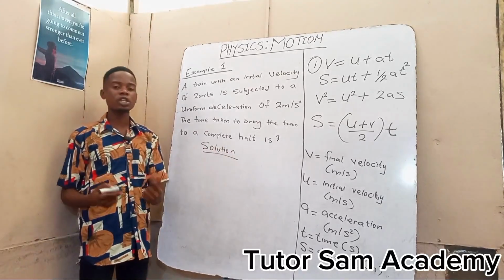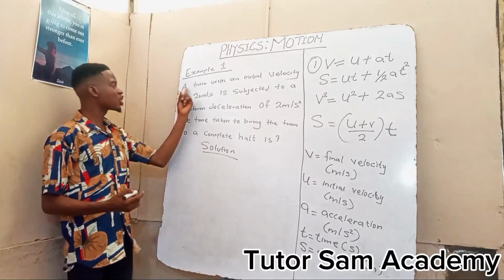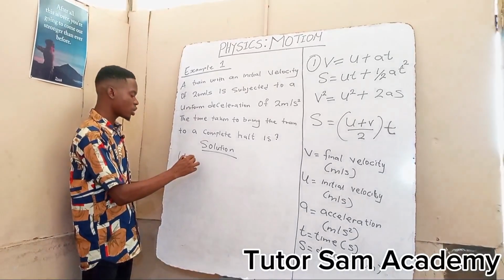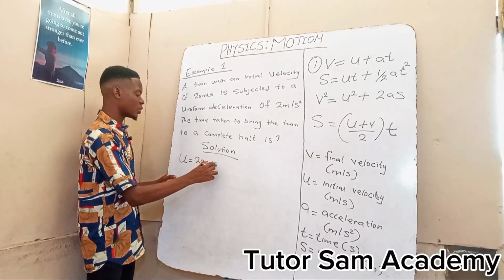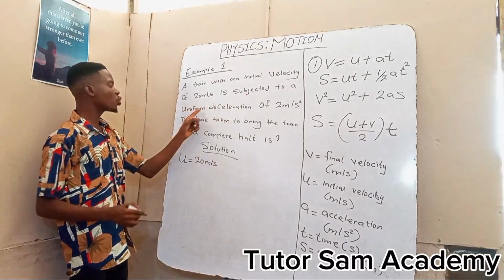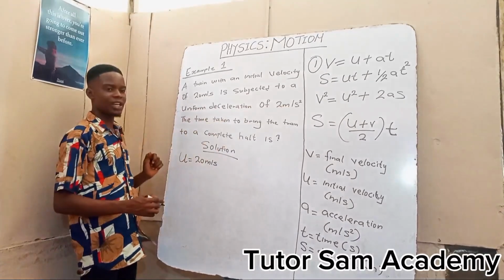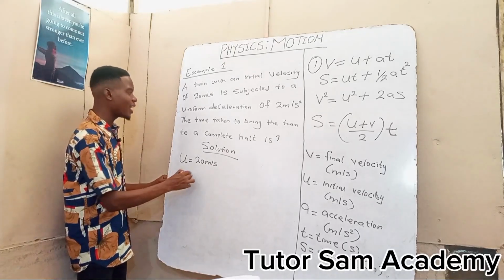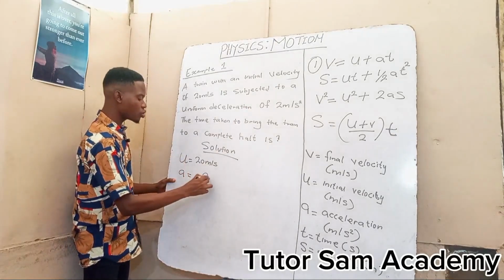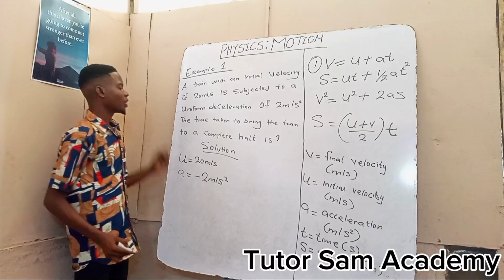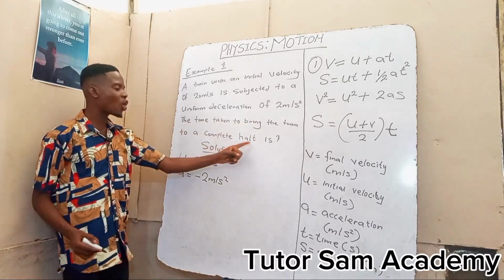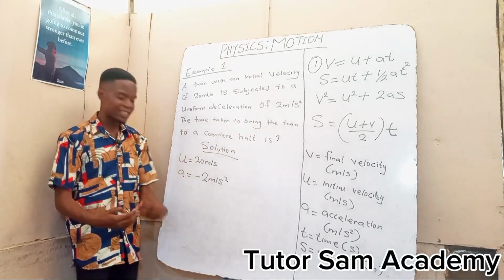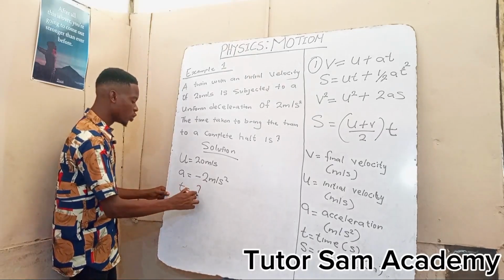Now, the first thing in solving a question is to list your parameters first. So, a train with an initial velocity of 20 meters per second, that is u, is 20 meters per second. It is subjected to a uniform deceleration of 2 meters per second square. Deceleration, that is a retardation, that is negative acceleration. So our A here will not just be 2, it will be minus 2 meters per second square. The time taken to bring the train to a complete halt, that is t, is unknown.